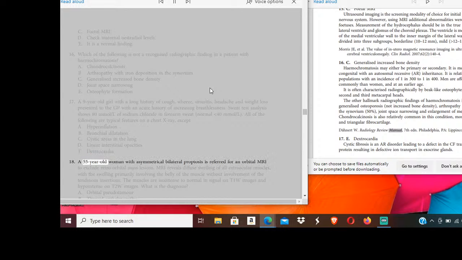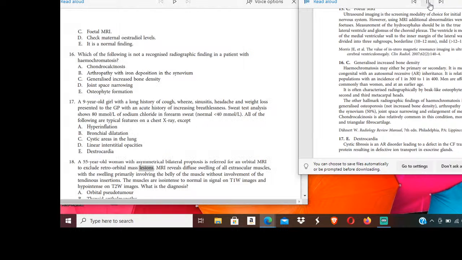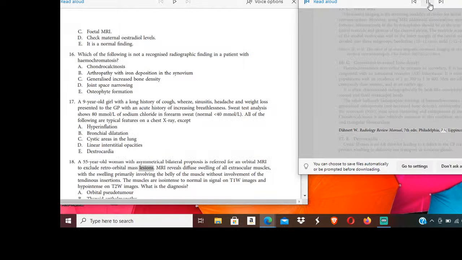18. A 55-year-old woman with asymmetrical bilateral proptoses is referred for an orbital MRI to exclude retroorbital mass lesions. Manual, 7th ed. Philadelphia, Pa, Lippincott, Williams & Wilkins, 2011:105.